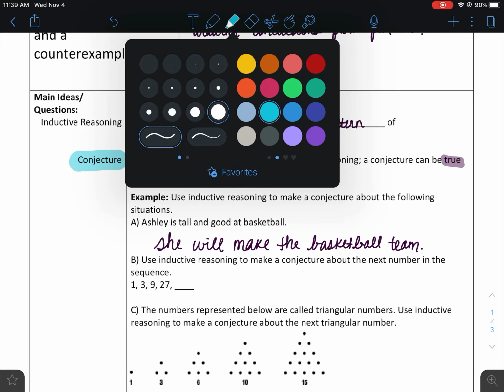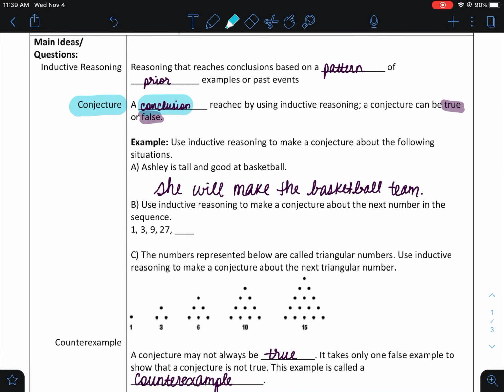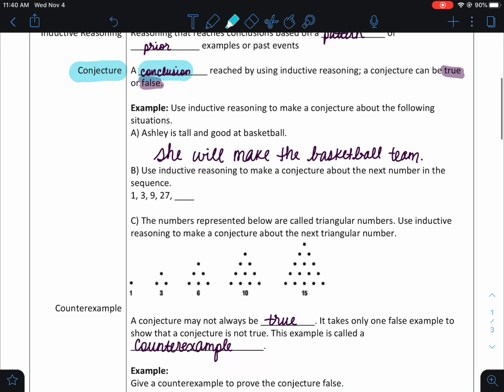And it can be true or false. So the conclusion does not necessarily have to be true. All right, an example. Use inductive reasoning to make a conjecture about the following situation. The first one says, Ashley is tall and she is good at basketball. So a conjecture that you could make is that she will make the basketball team. Again, she may or may not make the basketball team, but that's a conjecture that we can make.